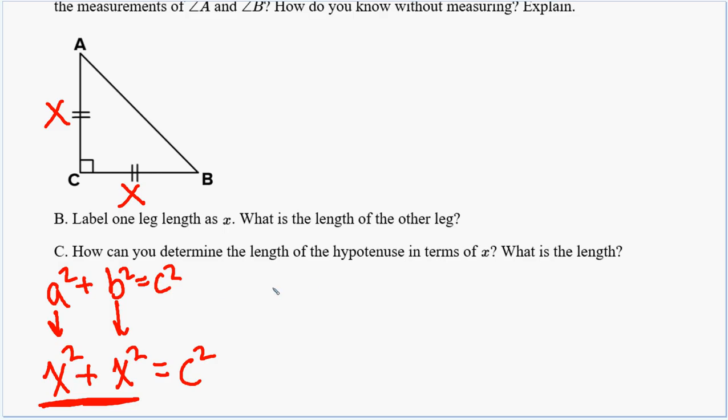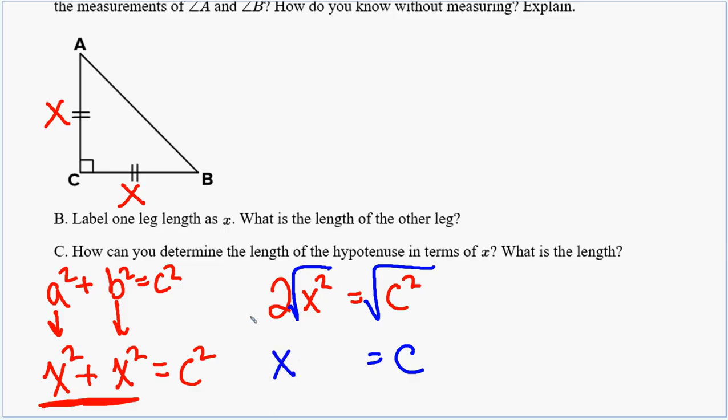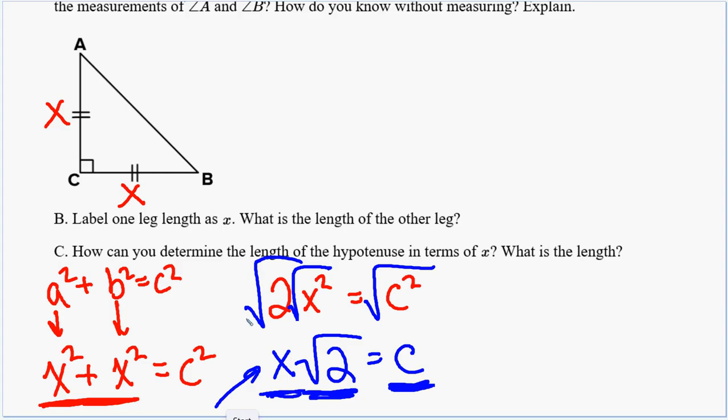So let's add these together. X squared plus x squared is 2x squared equals c squared. Now we want to get c by itself, so I can root this side quite easily and just have c equals. Now over here we got a couple terms. Let's square root the x squared separately. Square root of x squared is just x. And when we root the 2, it's just stuck as the root of 2. So our hypotenuse, c, is root 2 times whatever length the leg was, x.